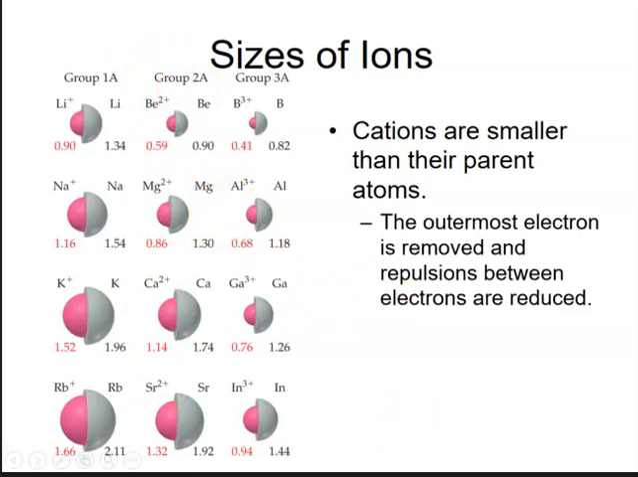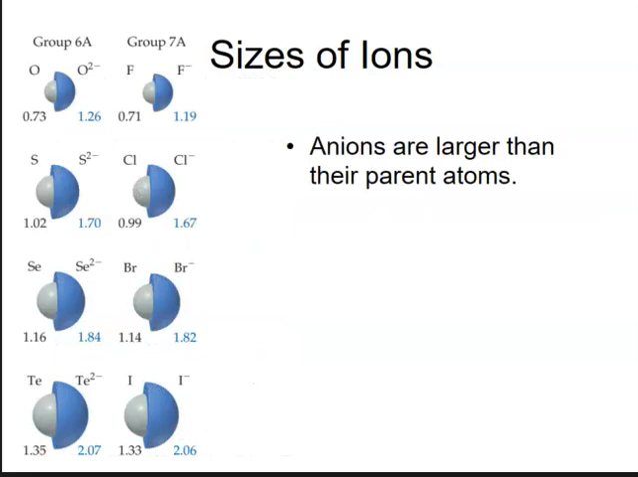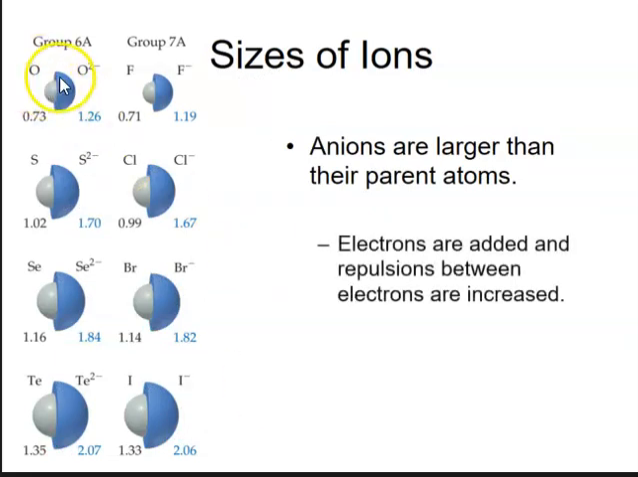So if cations are always smaller than the parent atoms, what do you think about anions, negative ions? Boom. If you guessed they're bigger, you guessed correctly. So the oxygen atom is here in the gray. Oxide, right? It's O with a 2 minus charge, so bigger. When you add extra electrons to it, there's more electron repulsion. The whole thing kind of swells up. So anions are always bigger than the parent atoms.